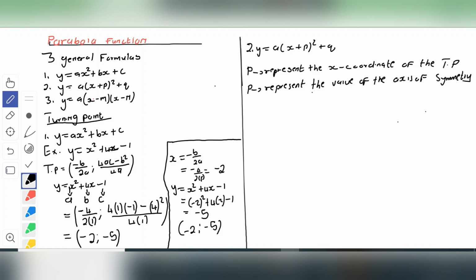Meaning our p also represents the value of the axis of symmetry, right? We're going to talk about the axis of symmetry later. So now we're busy with the turning points, right?